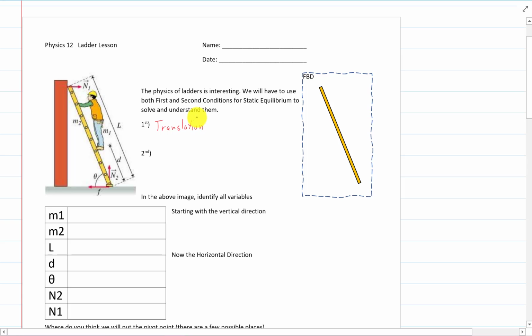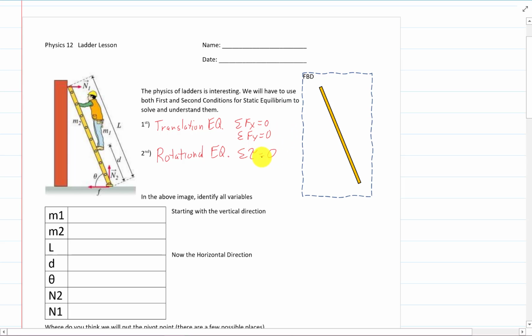So, a little bit of review. That is the sum of the forces in the x equals 0 and the sum of the forces in the y equals 0. And what is the second condition for static equilibrium? That's rotational equilibrium, and that is the sum of the torques equals 0.